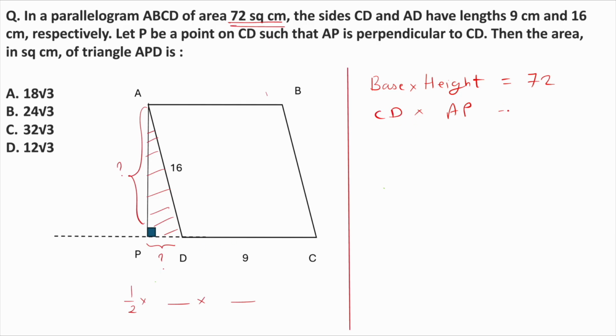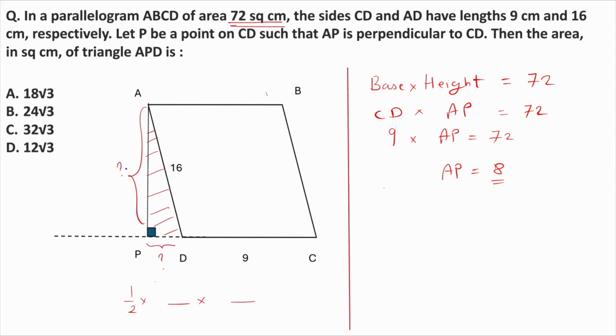So CD into AP will be 72. You might as well drop a perpendicular from D on BC or from B on DC and use the same logic. Here I have to use the area to my advantage. So I'm using the fact that the base CD into the height AP is 72. So CD has been given as 9, into AP. The area is 72. From here, I can get the length of AP as 72 upon 9, that is 8 centimeters.